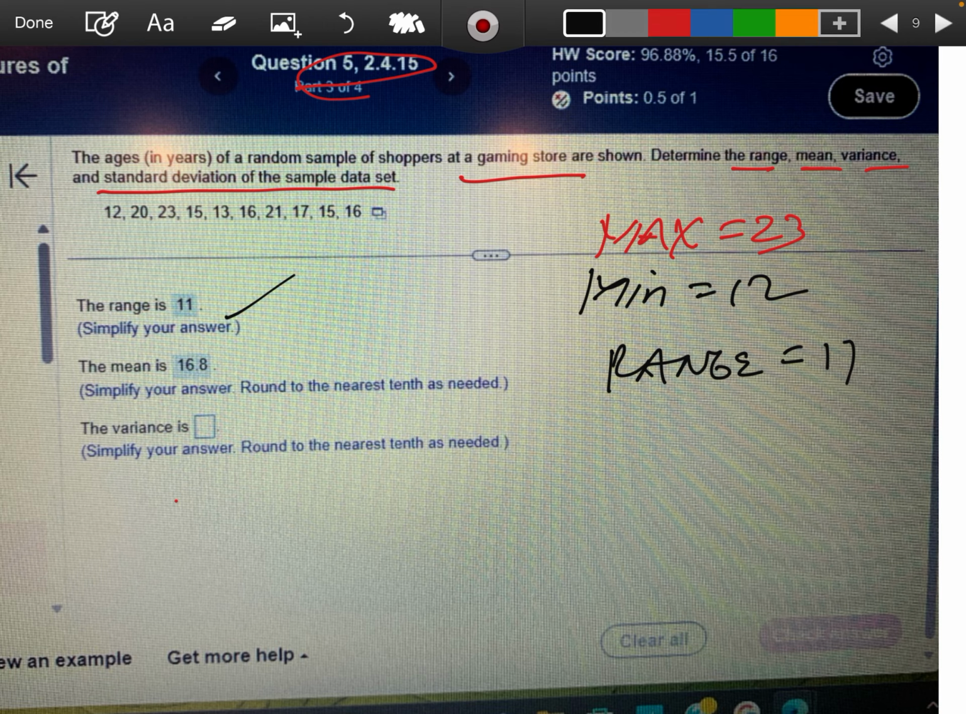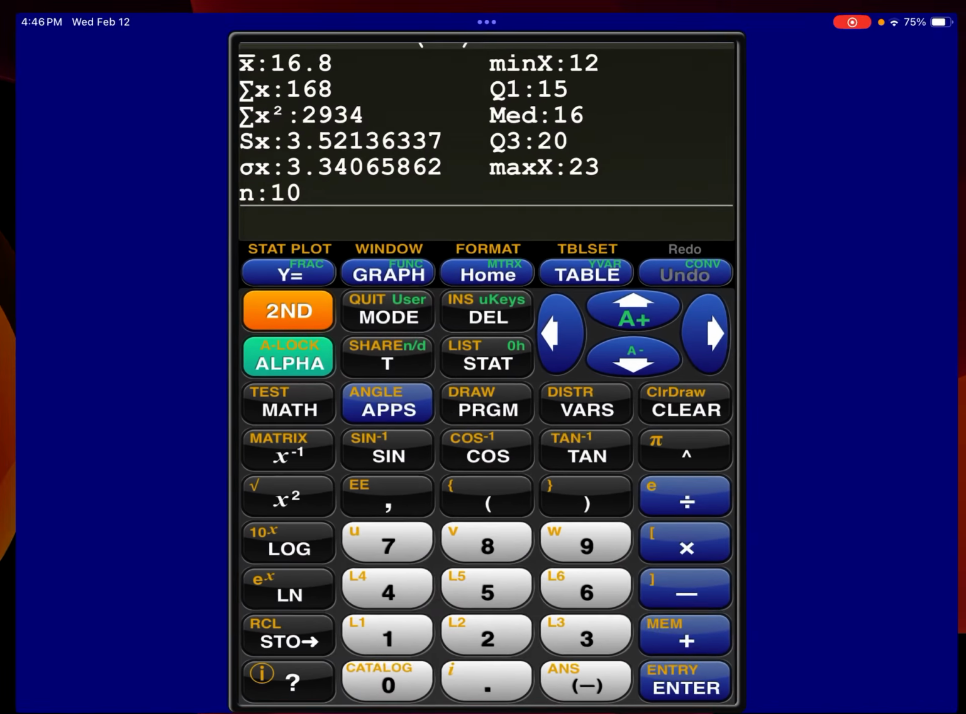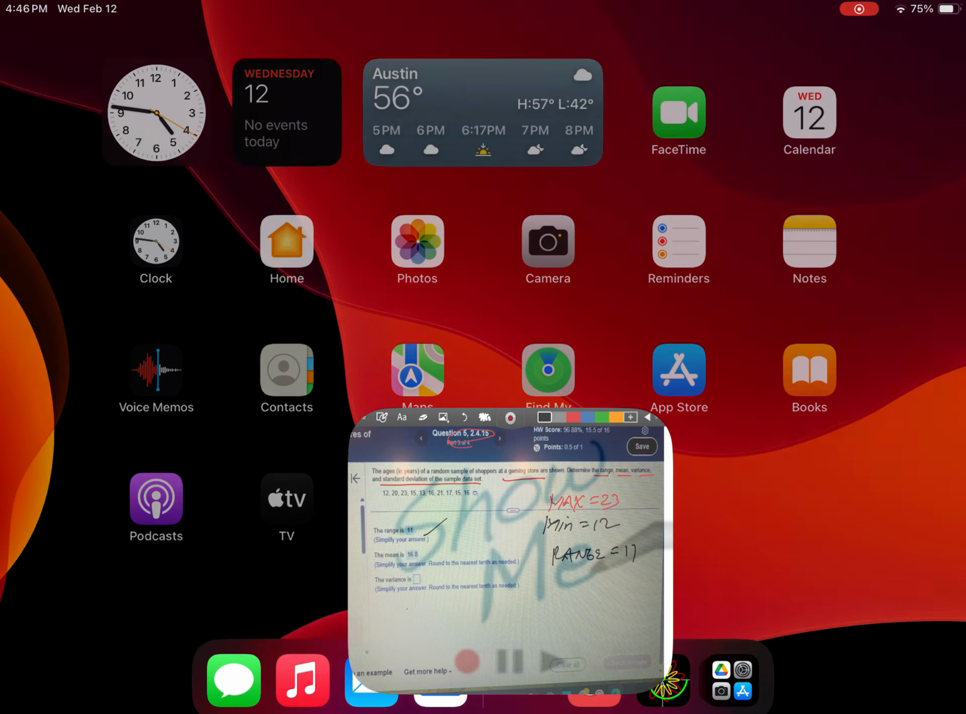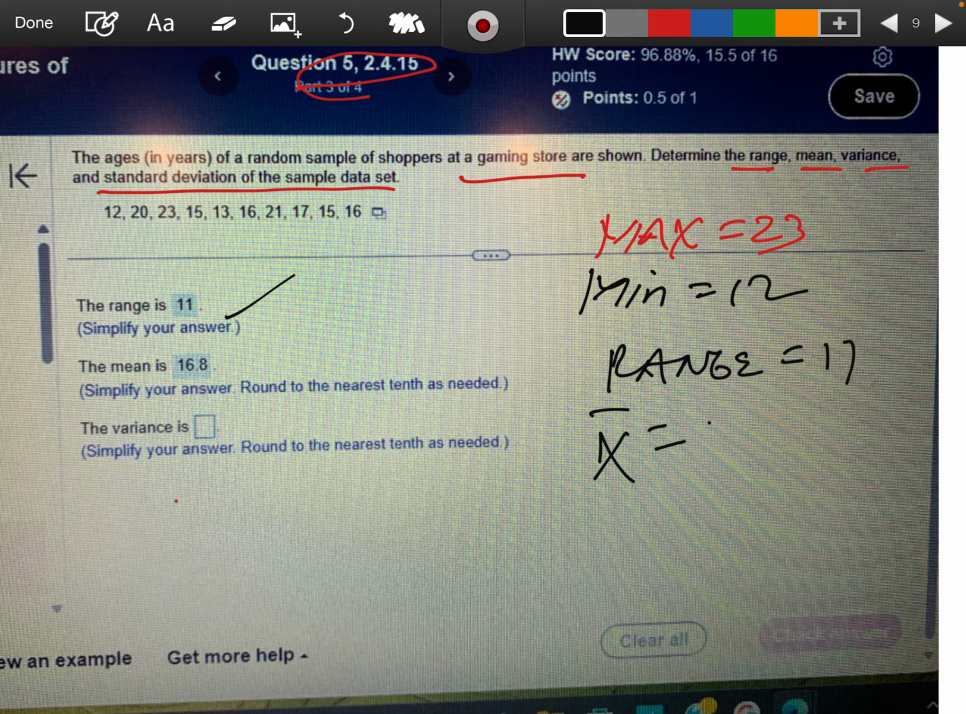Okay, let's see if we can find our mean. So our mean is right here at the very top, the X bar, 16.8. So my mean, 16.8.